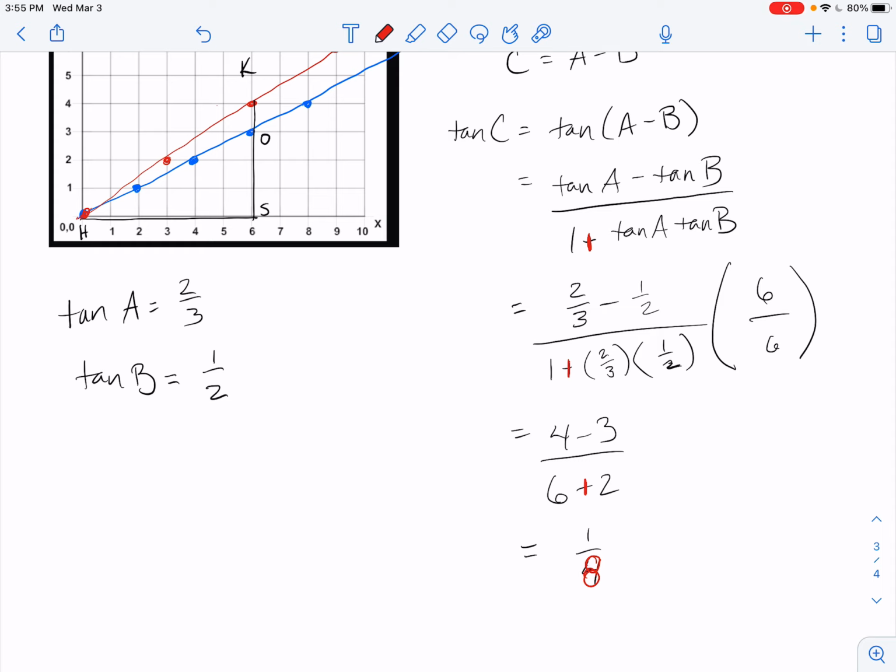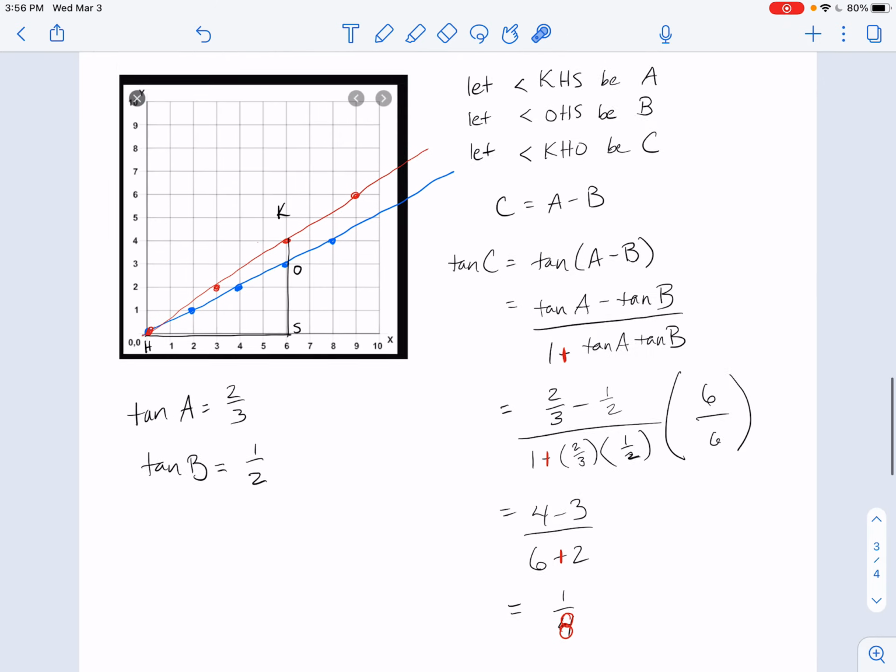So on here, notice it's just tangent. Let's come back to here. We've got tangent of A minus B over 1 plus tangent A tangent B. I didn't feel like working with fractions and fractions, so I multiplied everybody by 6 over 6. Distributed everything through. These canceled, leaving me with a 2 there. Anyway, I get 1/8.